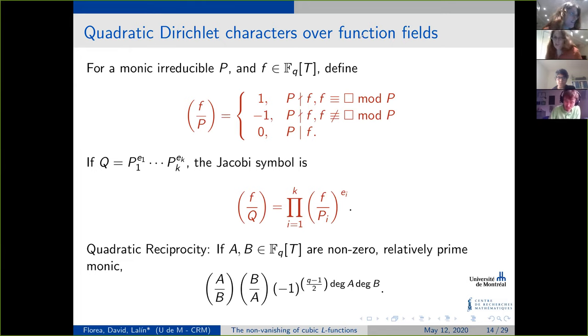Often in our computations, we like to flip between the conductor and the polynomial where we're evaluating, so we ask for conditions that guarantee that we can flip and get rid of the sign. Here I'm missing an equal sign. But basically, if you ask, for example, Q congruent to 1 mod 4, then all the signs disappear. So often we ask for these conditions.